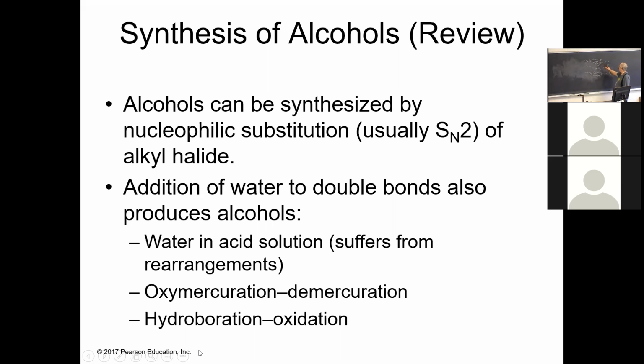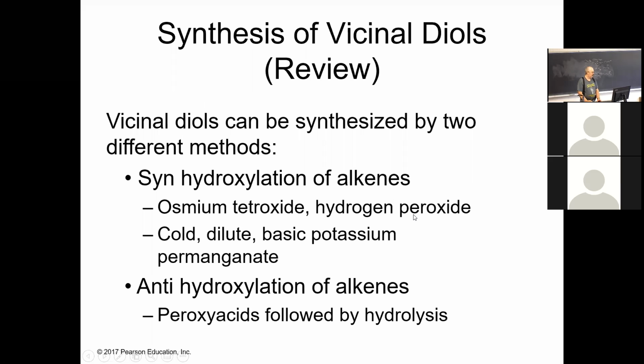Okay, this would give us the anti-Markovnikov product, so we would get pentan-1-ol. All right, so these are some of the methods that we've already seen for preparing alcohols. In the chapter on alkenes, we also saw methods of producing vicinal diols.